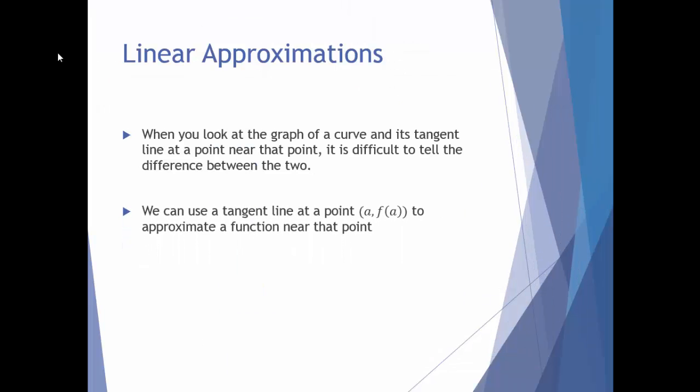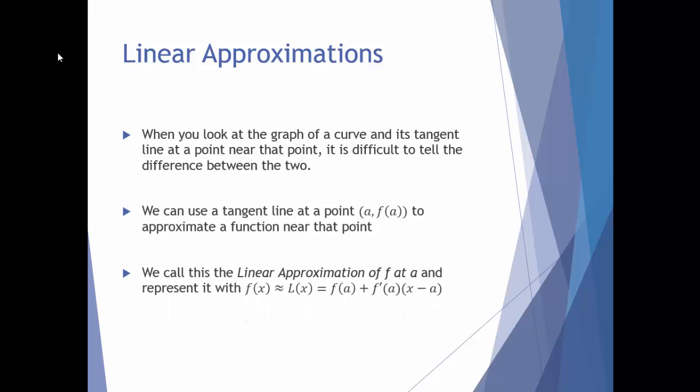So we use the tangent line at a point, (a, f(a)), to approximate a function near that point. In other words, instead of using the function to determine values, we use its tangent line to determine those values instead. And we call that the linear approximation of f at a. It's represented with f(x) approximately equals L(x), which is equal to f(a) plus f'(a) times (x minus a).